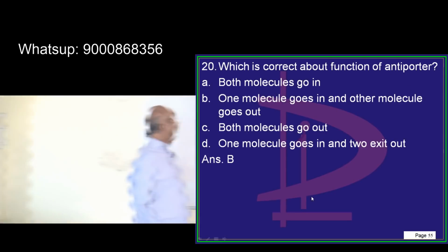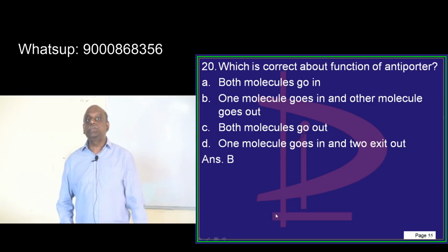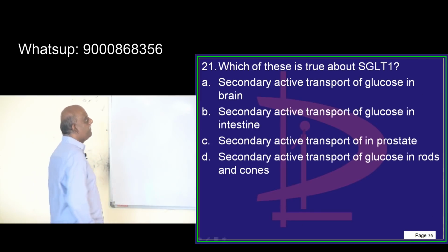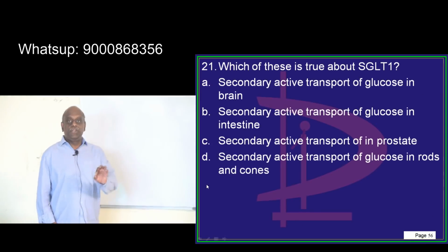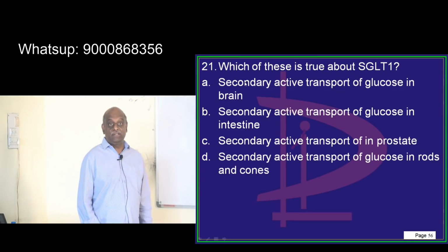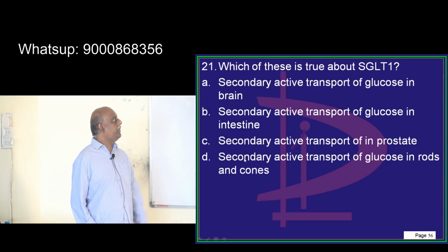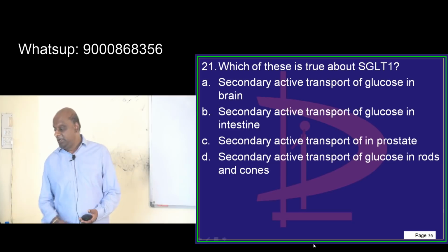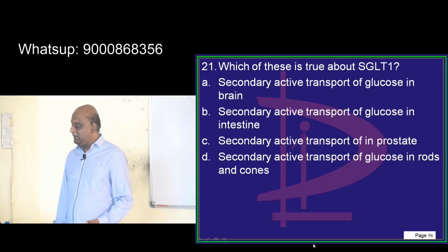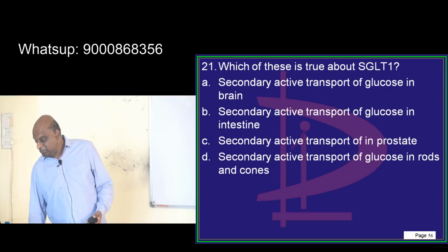Now, which is an antiporter? One molecule moves in, one molecule moves out, is called as antiporter. SGLT1, where do you find it? Versus SGLT2, where do you find it? Is a very important question. Let me see what is your answer. Question number 21. Yes. Difference between SGLT1 and 2.